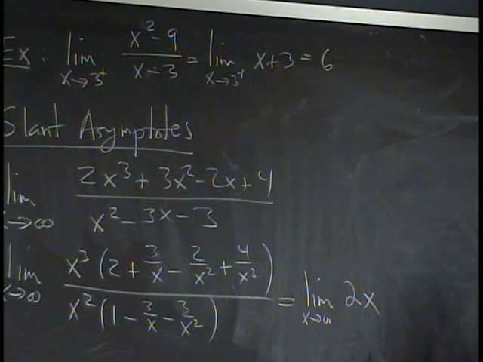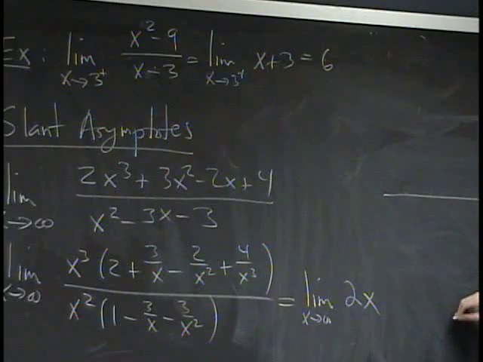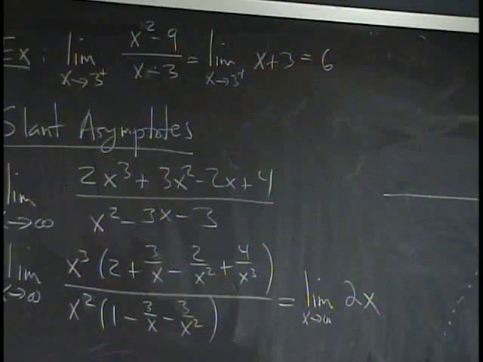So if you went to draw this, if you draw the line y equals 2x, you may not know what the function is doing around 0, but as it goes off to infinity, it's going to get closer to that line. It's going to start to look like that line.